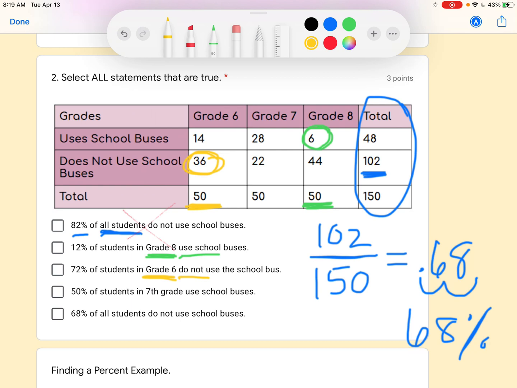And then the last one, once again, says all students. So in that case, we can do that. Oh, and actually, we already determined that was true, right? Because we said do not use school buses, and we found that that was 68% instead. So we know that this is one of the ones that is true at the bottom. All right, so continue that process. I know you'll do great on it.